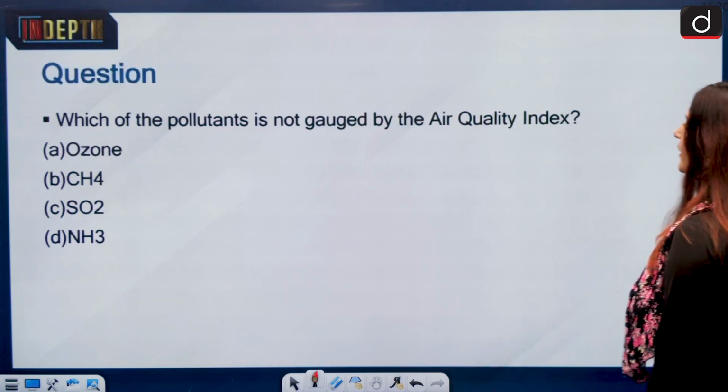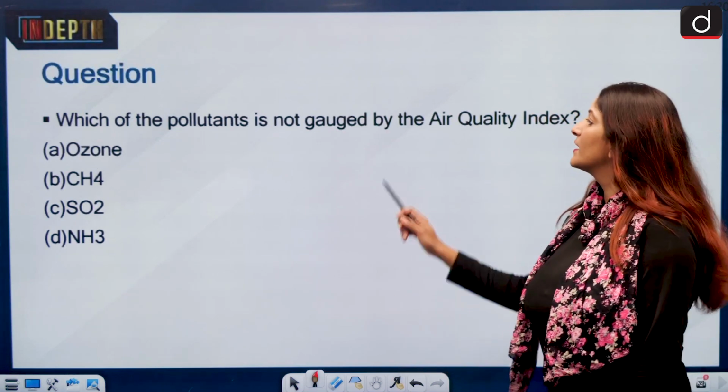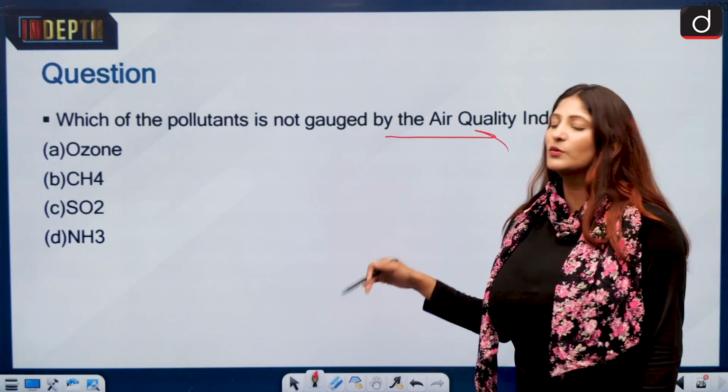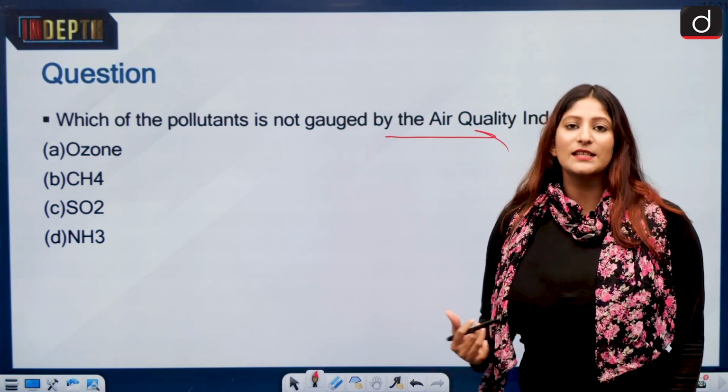Moving ahead, now the question goes like this: which of the pollutants is not gauged by the air quality index? Ozone, CH4, SO2, NH3. Now answer this in the comment section.